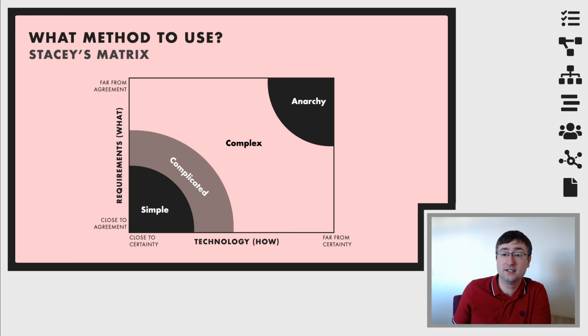If we look at the 2 axes on this first, we've got the idea of technology. So do we know the type of technology that we're going to be using? So close to certainty would be, yes, we know that we are going to be developing a very simple web application that uses just HTML and just CSS, maybe chucking some Bootstrap to make it look nice, but the technology is very easy and I'm very comfortable in using it.